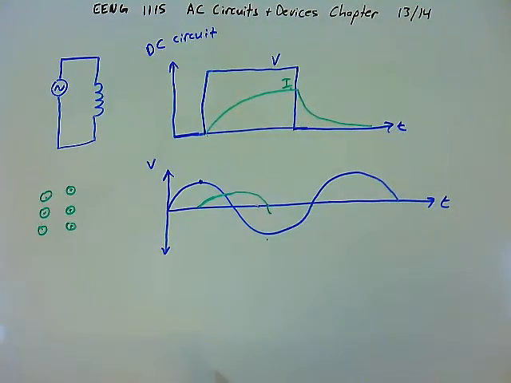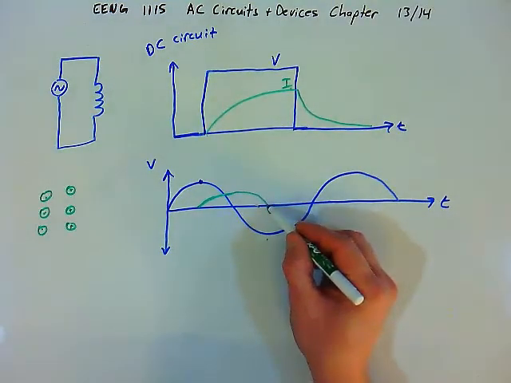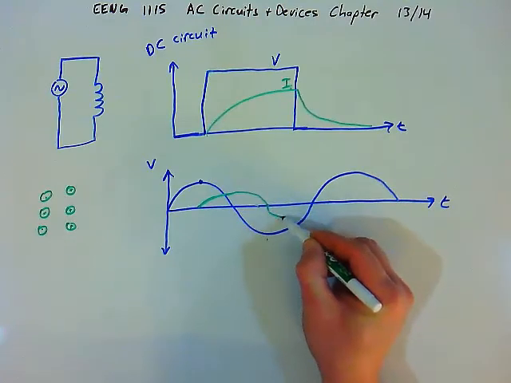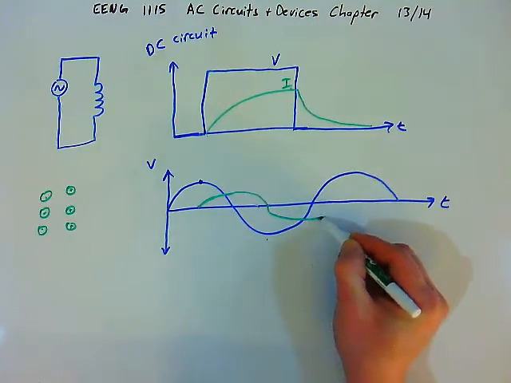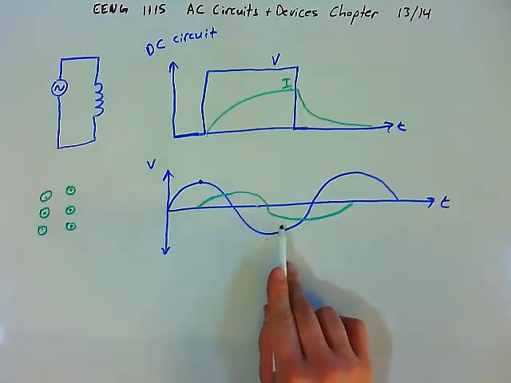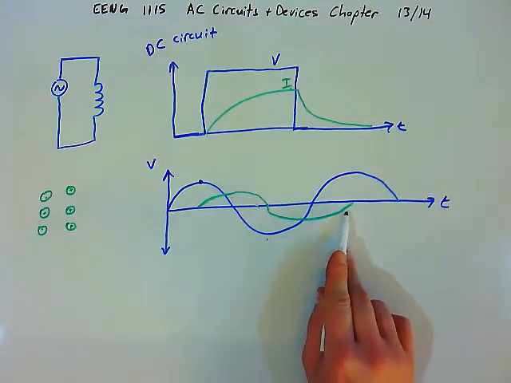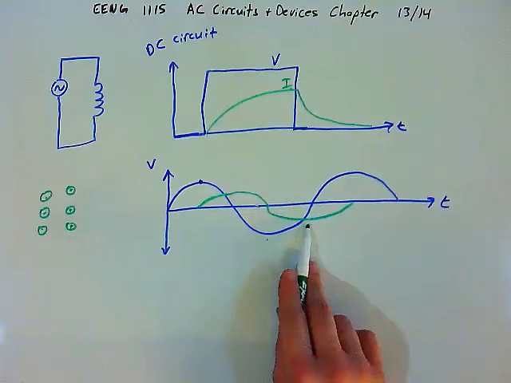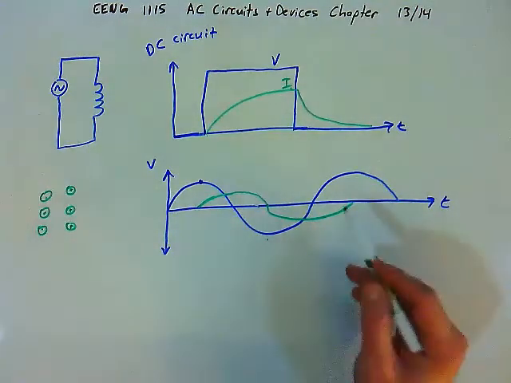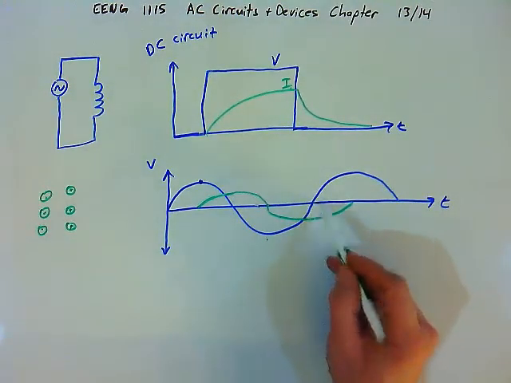Current's flowing in the opposite direction. North and south poles have switched. Polarities of voltages have changed. Everything's changed, opposite direction. And so the inductor starts to store its magnetic field, this time in the opposite direction. The current is flowing in the opposite direction through the circuit. It's growing its magnetic field. It's storing energy.